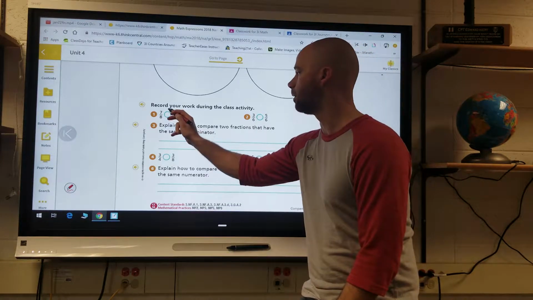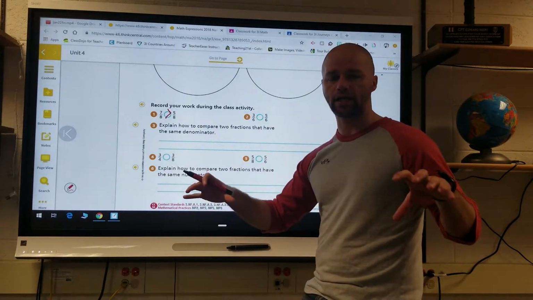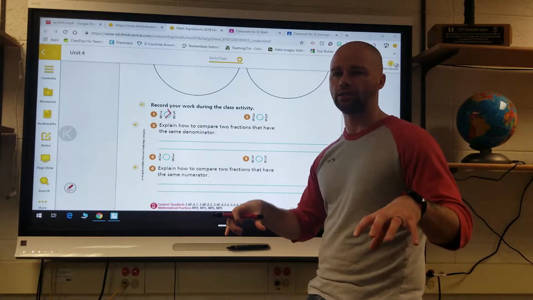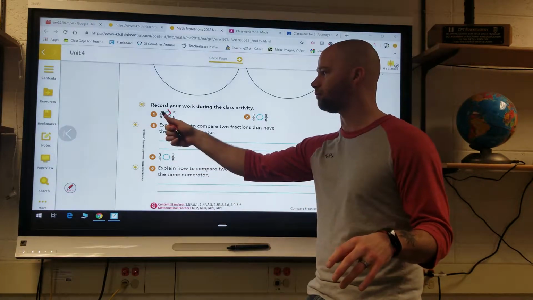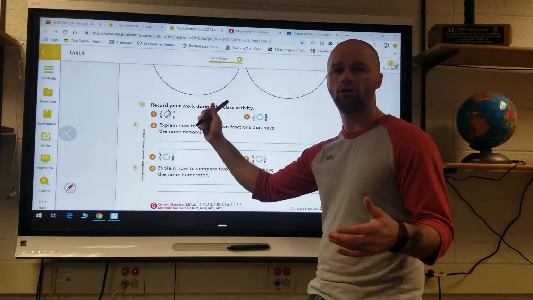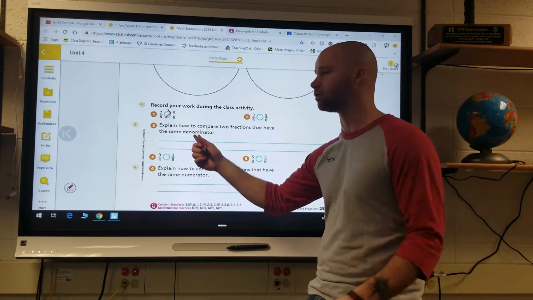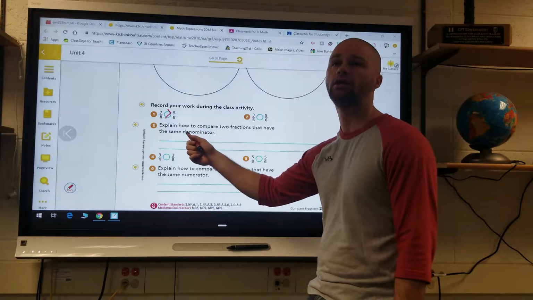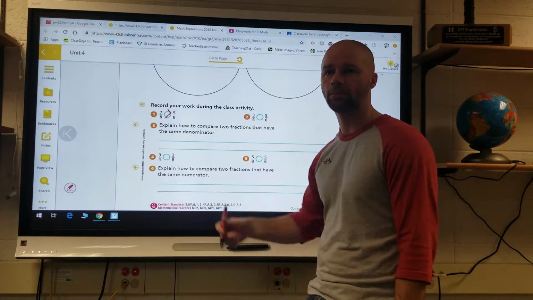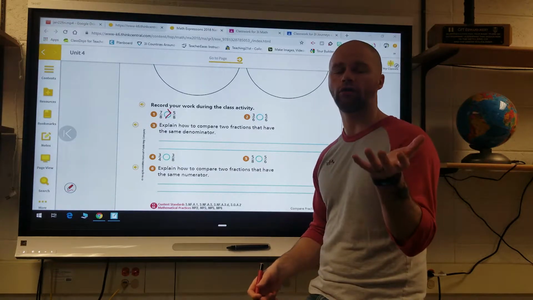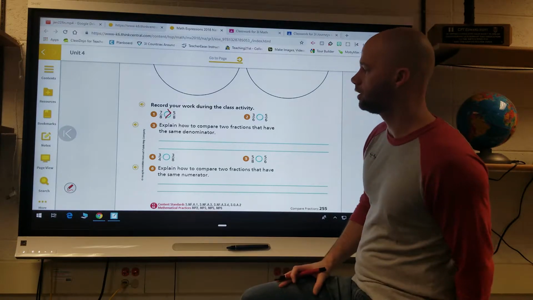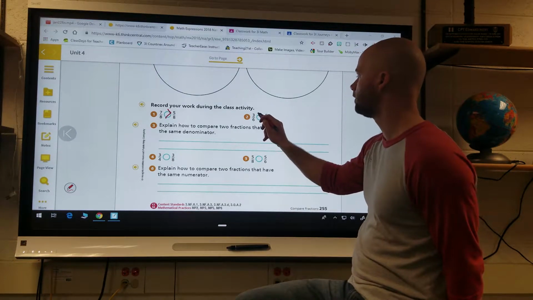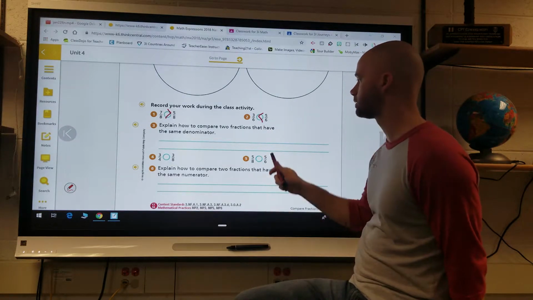Okay? So if you imagine you have the same size pizza cut into 8 pieces, another pizza cut into 8 pieces, would you have more if you had 7 of those pieces, or if you had 5 of those pieces? Okay, so if they're the same size pizza, they're cut into the same size slices, you'd obviously have a greater amount if you had 7 versus if you had 5. So 7/8 would be greater than 5/8, and 5/6 would be greater than 3/6.